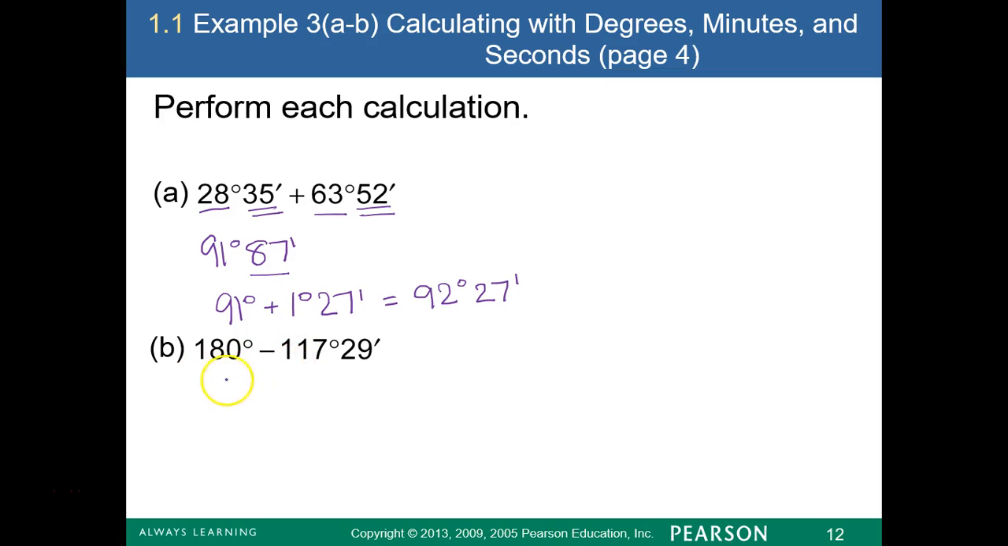Okay, now on subtraction, since this right here is in degrees and minutes, and this one is only in degrees, we need to do a little bit of conversion here. 180 degrees is the same thing as 179 degrees and 60 minutes. So let's do the subtraction here. Let's just do it vertically.